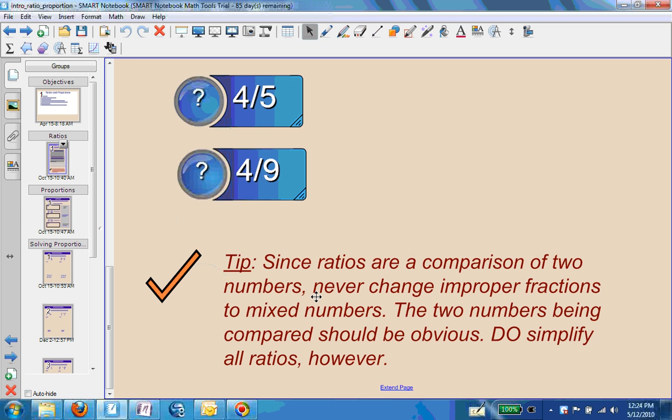Again, there are usually units or ideas that are being compared as well, not just numbers. Like in this case, we were comparing girls to boys when we talked about 4 to 5, and we were comparing girls to total number of students when we talked about 4 to 9.